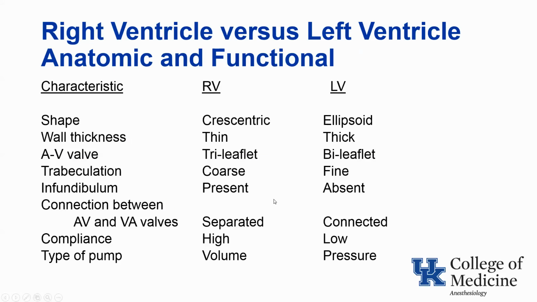On this slide, I have summarized some of the differences between the right and left ventricle in terms of shape, wall thickness, the nature of the atrioventricular valve, the trabeculation, the presence or absence of an infundibulum, whether there is a connection between the atrioventricular valve and the ventriculoarterial valve, the compliance, and the type of pump.